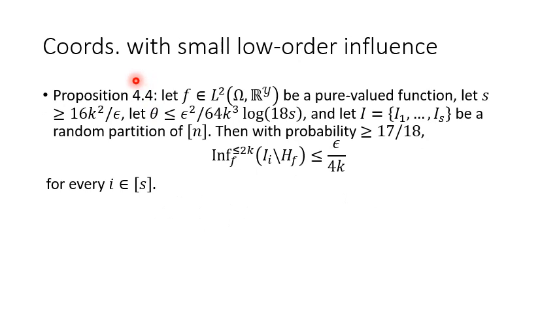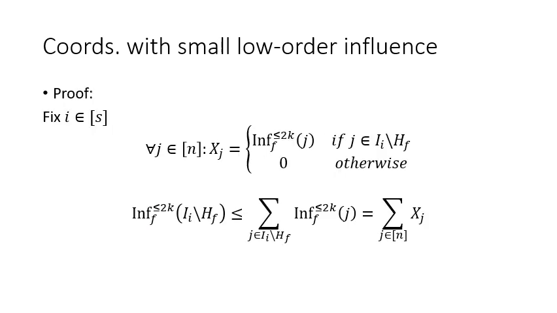Now we will see the final proposition named coordinates with small low order influence. So let f be a pure valued function, let s be big enough and theta be small enough, and let I be a random partition of the coordinates. Then with probability at least 17 over 18, the low order influence of this set that relies on the ith part is at most epsilon over 4k, and this inequality should hold for every part. We will now prove this proposition.